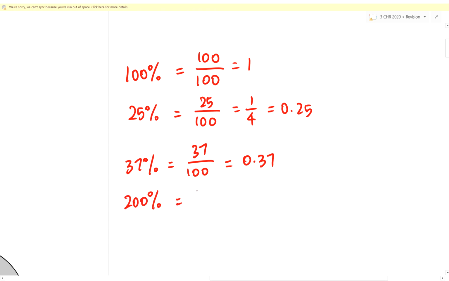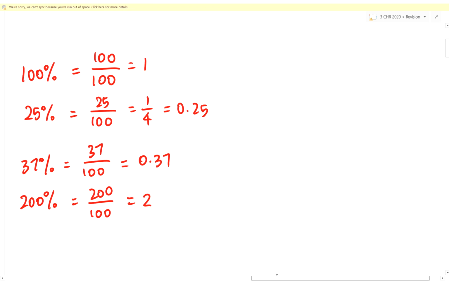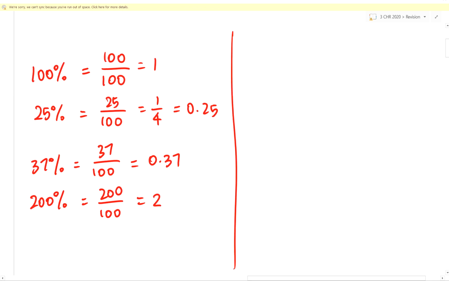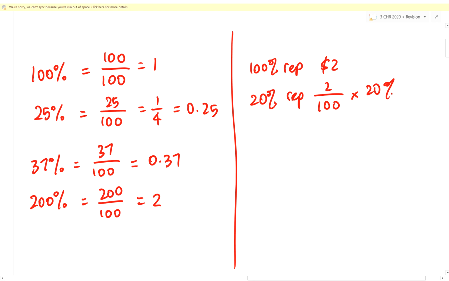200%, 200 over 100, which is 2. There are times when you have working and you end up with things like this. 100% represents maybe $2. Then you go on to say 20% represents 2 over 100 times 20. Then you randomly put in the percentage anywhere you like, and we end up with 40 over 100, 2 over 5%. Now this is wrong.